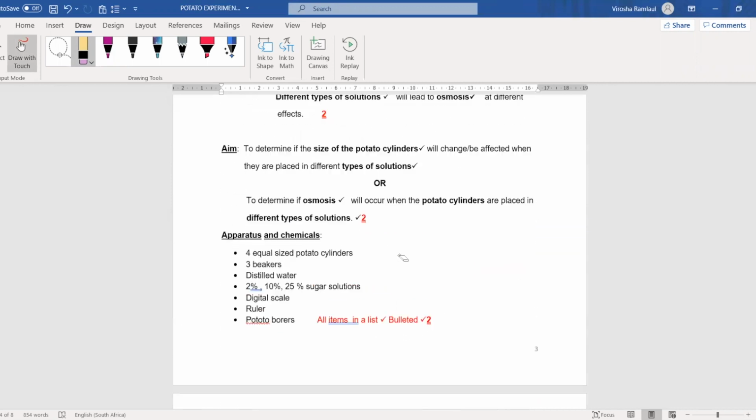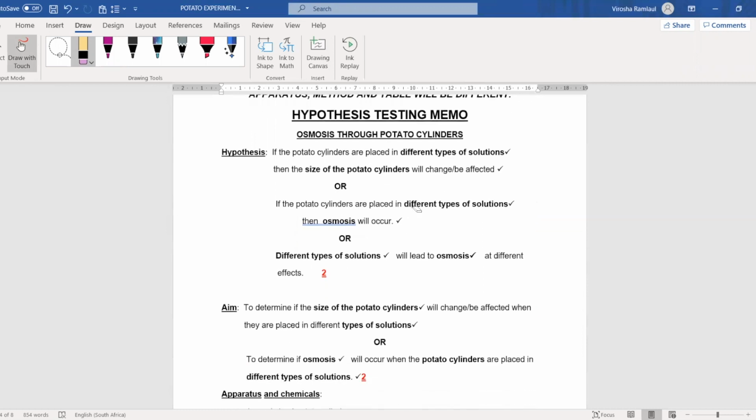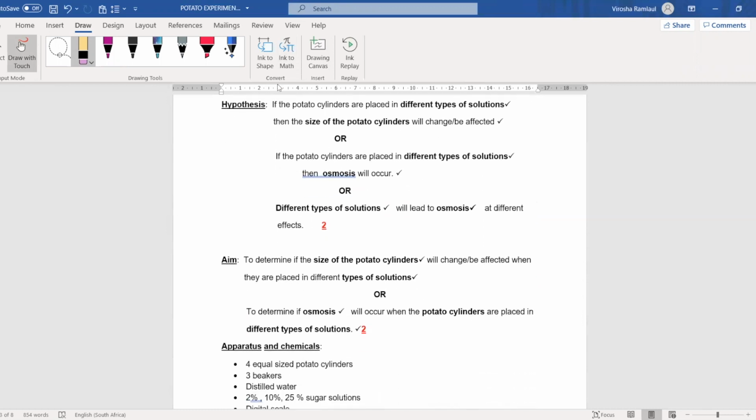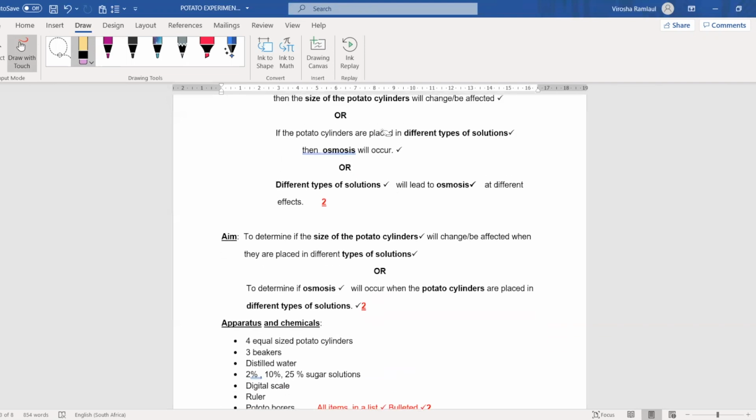Once you have your variables, you can go back and write your hypothesis. Now you could have said, using if and then, if the potato cylinders are placed in different types of solutions, then the size of the potato cylinders will change or be affected. If potato cylinders are placed in different types of solutions, then osmosis can take place. That's if you want to use if and then. Or you could have said different types of solutions will lead to osmosis, or will not lead to osmosis. But you can see here, those are your variables.